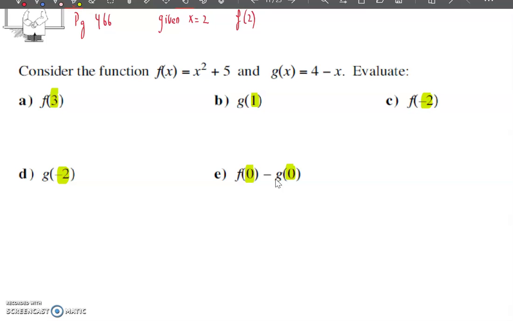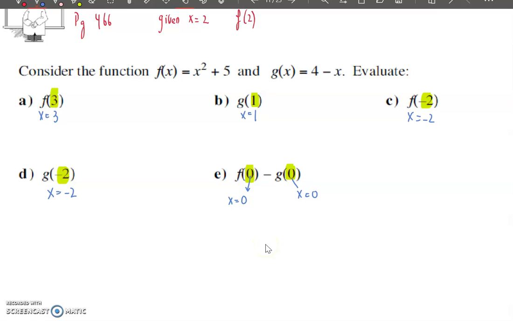So for all these questions, they're telling us, for every single one of them, what the x value is. So for A, x is 3. For B, x is 1. For C, x is -2. For D, the x is -2. Here we're given two different ones. For this one, x is 0. And again, for this one, it also happens x is 0.